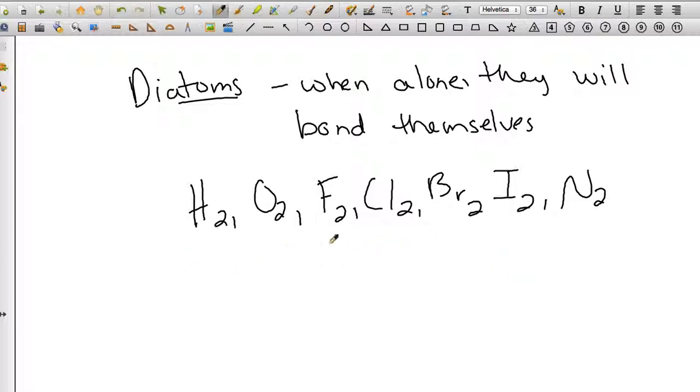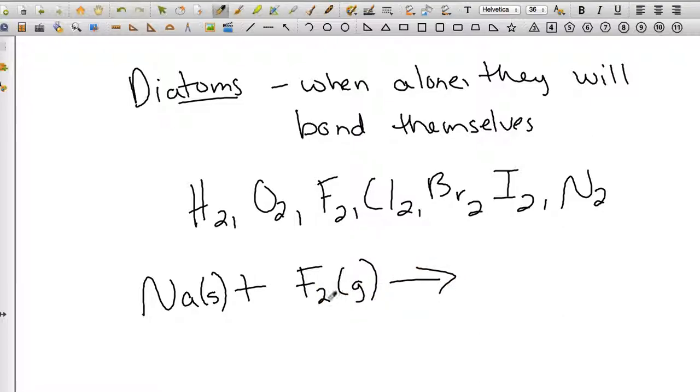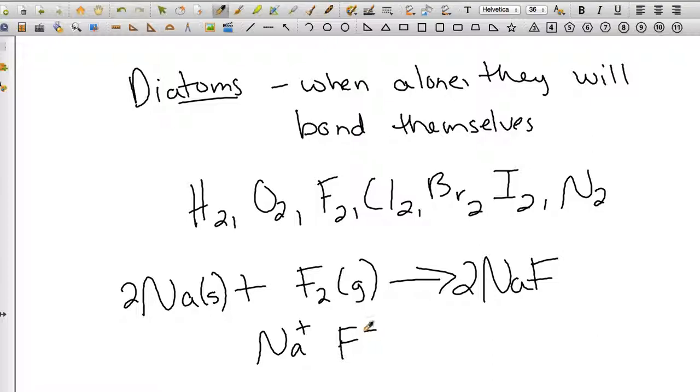So what this means is when you're dealing with these guys and writing them out in equations, they're always going to be a diatom. So if I were to take sodium metal and combine it with fluorine gas, so sodium, it's a metal, it can hang out alone. Fluorine's a gas, it's a halogen, it is actually a diatom. Now, these two would come together as a synthesis reaction. Sodium's a +1, fluorine's a -1, so it becomes NaF. Then I would balance: 1 Na, 1 Na, 2 Fs, 2 Nas, 2 Nas, balanced synthesis reaction.